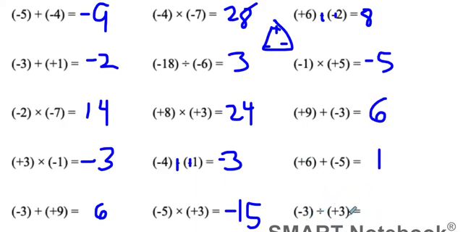And division, negative divided by positive is negative. 3 divided by 3 is 1.